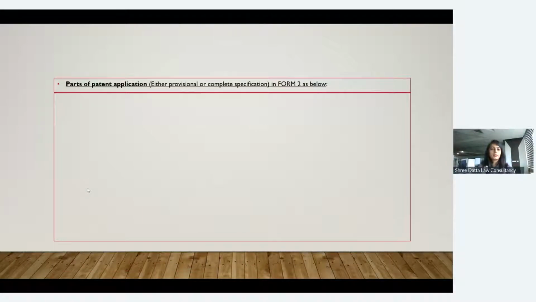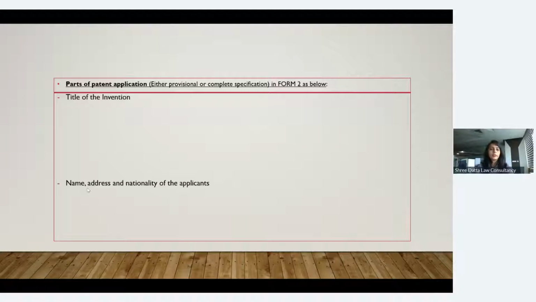Now, these are the different parts. Patent drafting is the drafting of the Form 2. Form 2 is either provisional or complete, based on the type of the application. And this Form 2 has different parts of the application that we have to keep in mind. And in the examination, if a question is asked to write down the whole patent application, then at that time you have to write down all these parts into your Form 2.